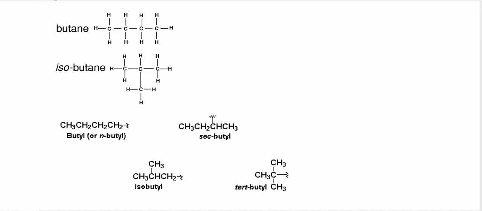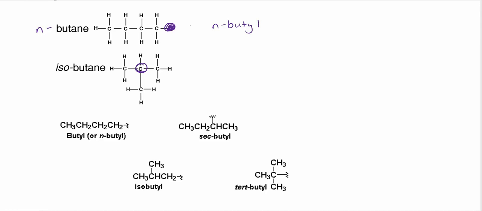So when we remove a primary hydrogen, if we have butane here and we remove this primary hydrogen, this would be n-butane, then we have what's called an n-butyl group. Well, if we have an isomer, remember an isomer is where we can take the atoms and arrange them in a different way. This is butane, but this is called isobutane. What happens is we have this tertiary carbon that is created.